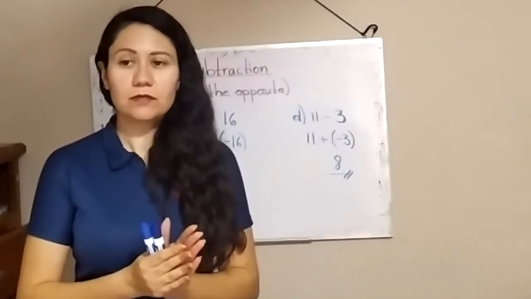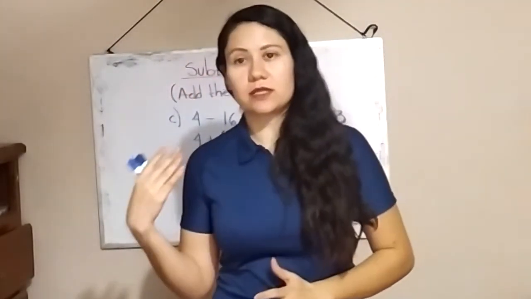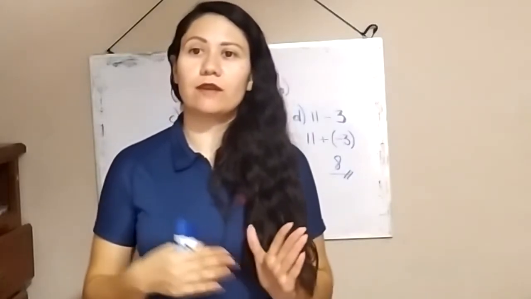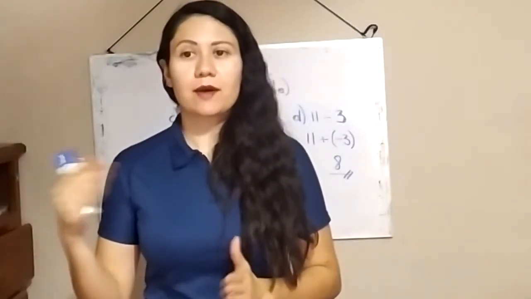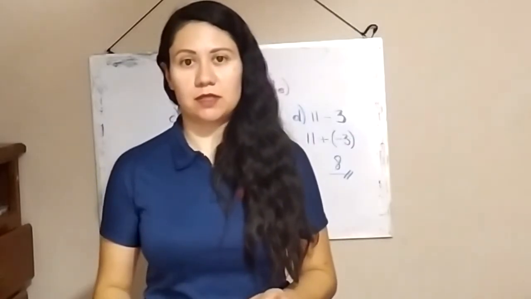With this we can prove that adding the opposite is the same as the subtraction. So now you should be able to do skill check number 2, which is the same type of exercises. All you have to do is make the subtraction by transforming it into an addition of the opposite.